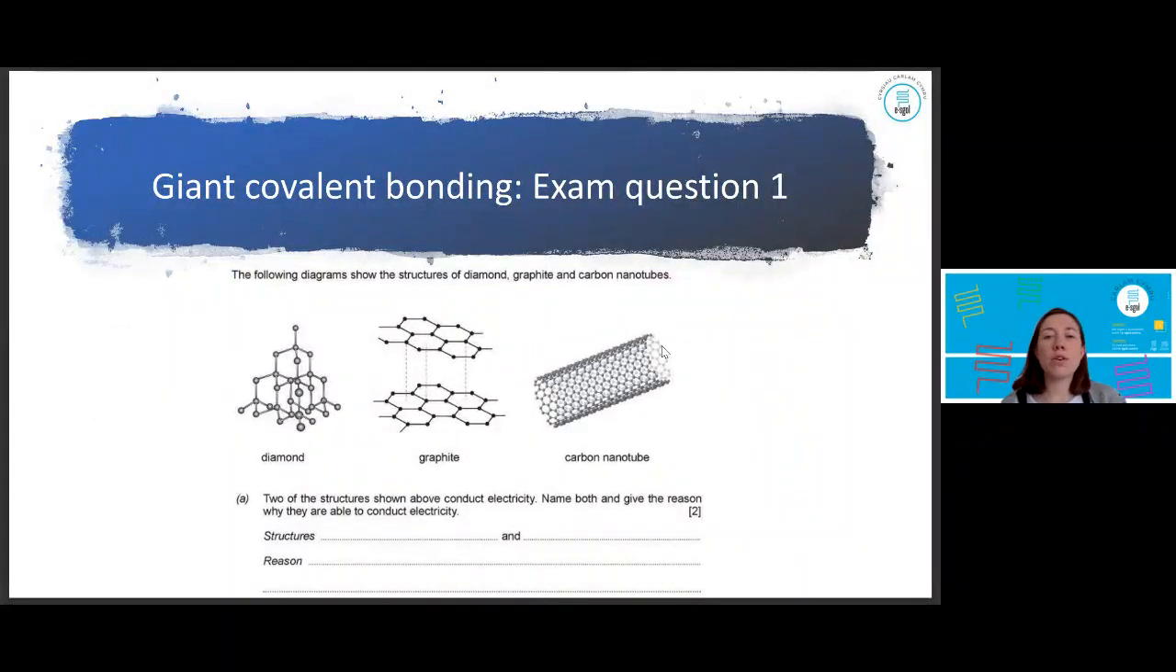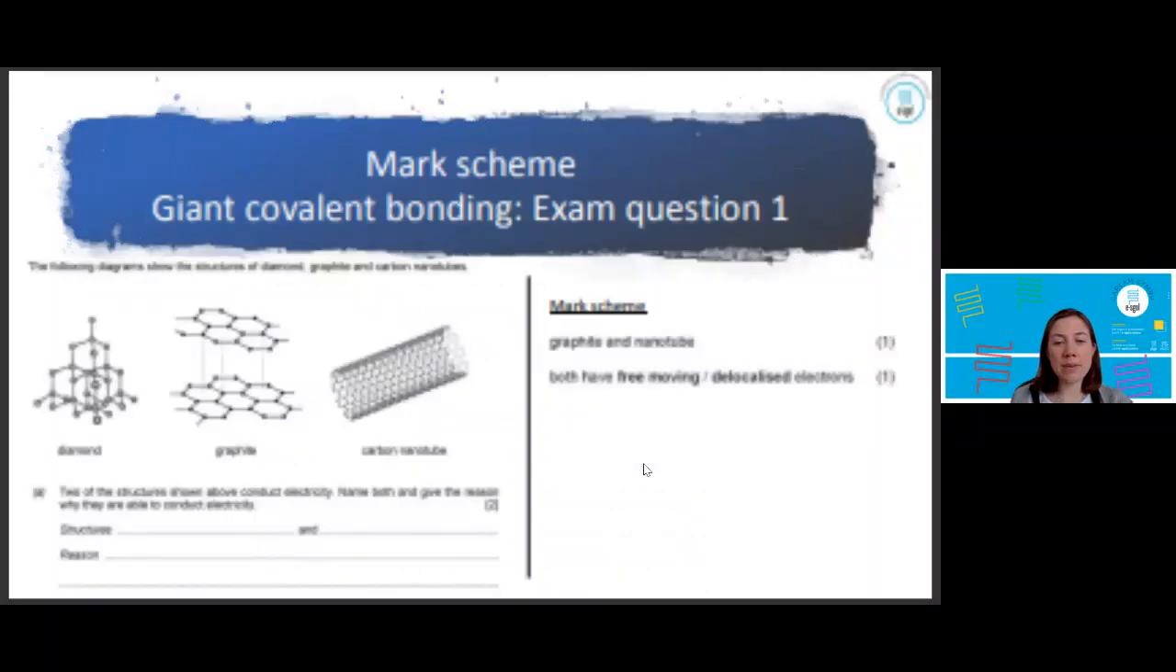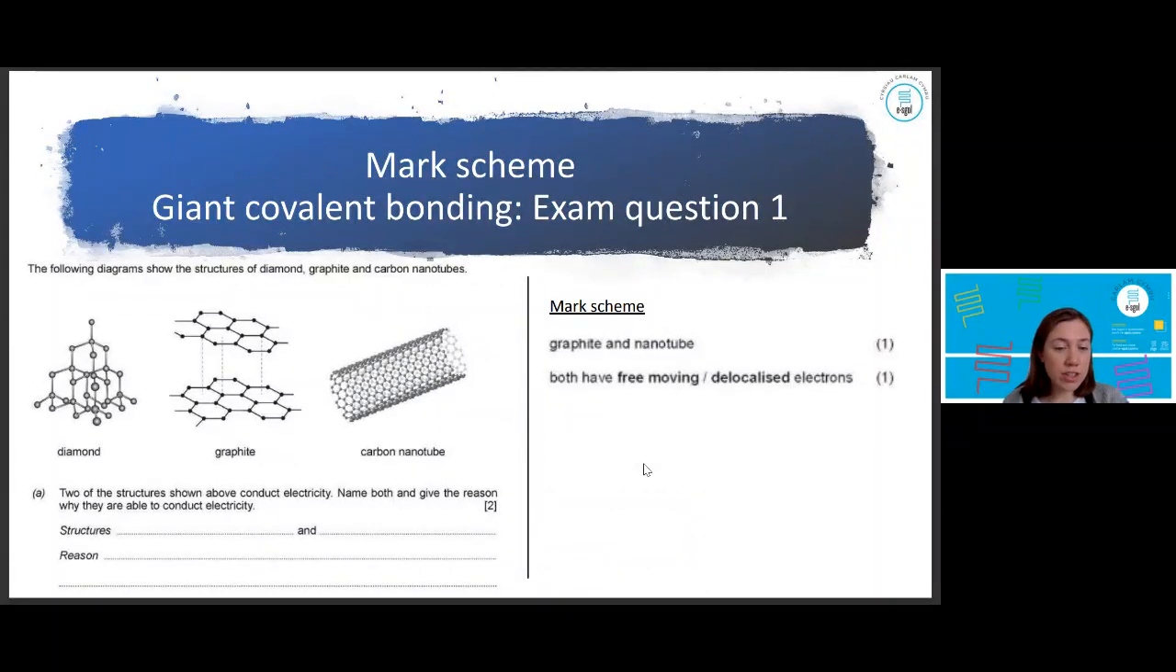So here are some questions for you, some giant covalent bonding questions. You've got diamond, graphite, and a carbon nanotube here. The question is, two of the structures shown above conduct electricity. Name both and give the reason why they're able to conduct electricity. I'm going to move on to the mark scheme because we have already discussed that answer. The two that conduct electricity are graphite and the nanotube, and that's because they have free moving or delocalized electrons. Diamond, of course, does not, because each electron is used in bonding.